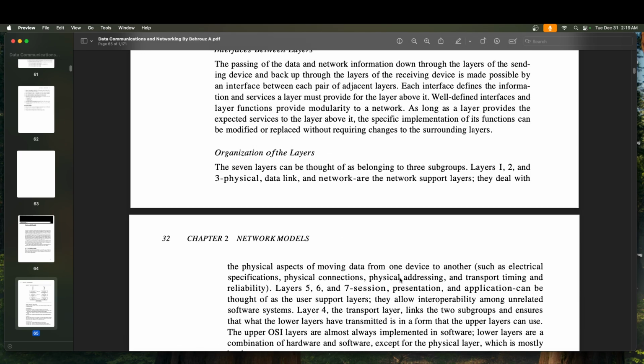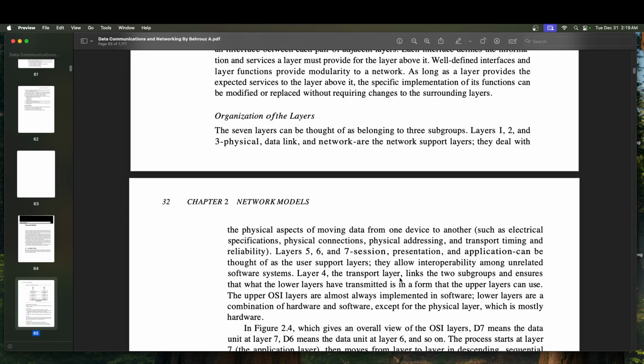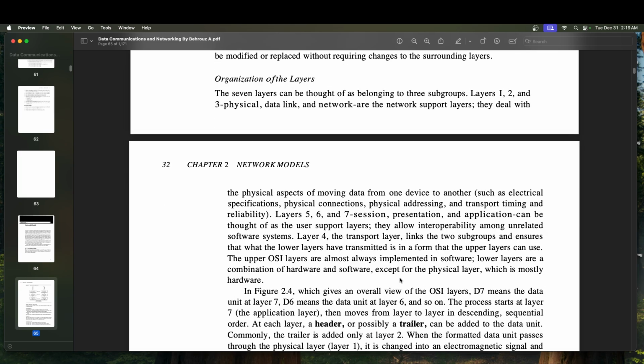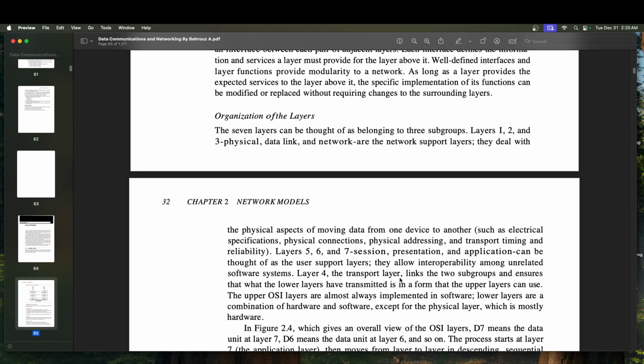Now, organization of layers: the 7 layers can be divided into 3 groups. Layers 1, 2, and 3, that is physical, data link, and then network, deal with the aspects of moving data from one device to another. Layers 5, 6, 7, session, presentation, application, can be thought of separately. So what he's saying is layers 1, 2, and 3, that is physical, data link, and network, are grouped together. They are responsible for establishing the communication.